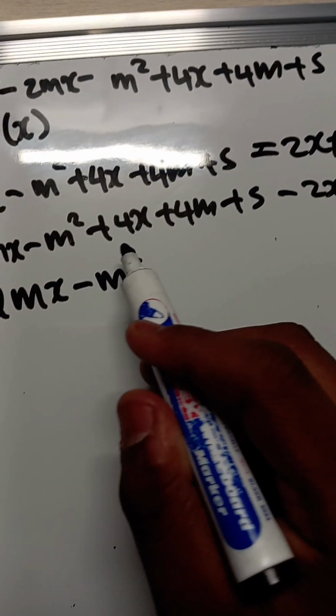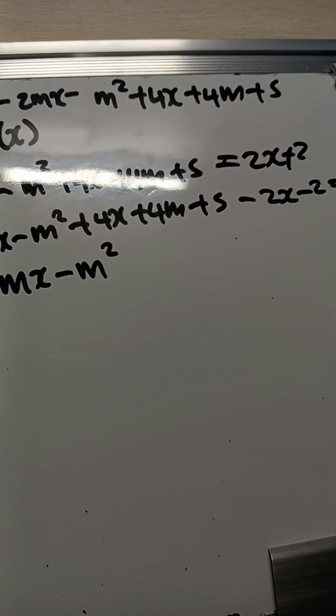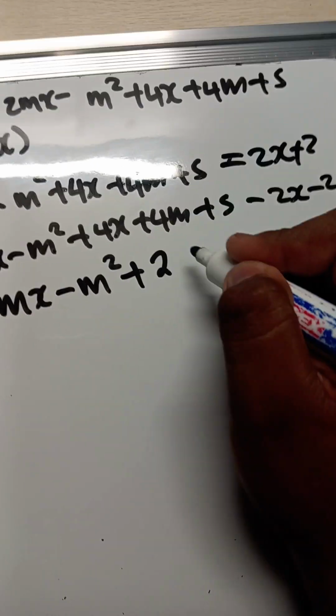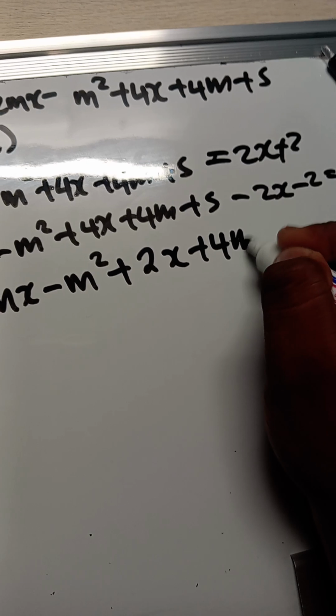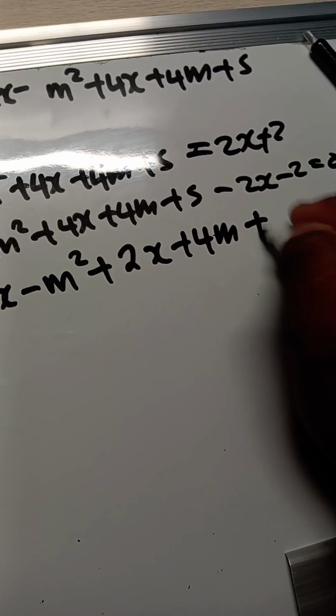Then now, let's check for other expressions. So we basically can't simplify anything here. Oh, 4x minus 2x. Now I just have plus what? 2x plus 4m. And then now plus 3 equals 0. Can you see what I'm talking about?